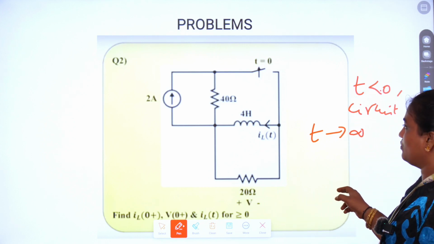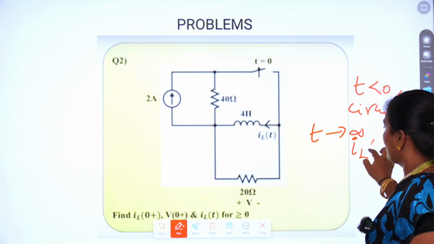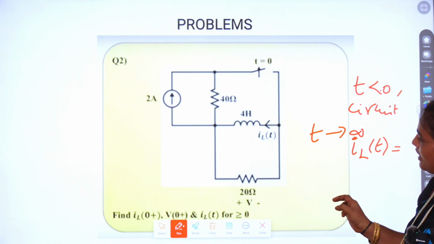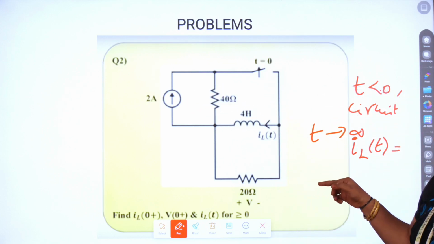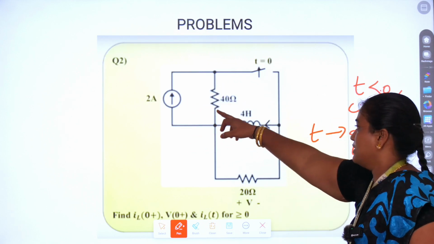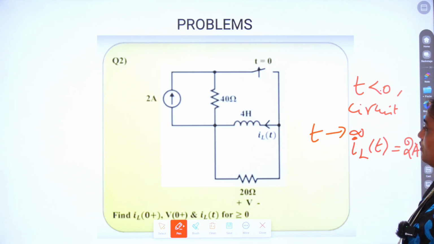So we have to measure the current across this, that is your IL of t. IL of t will be equal to the same current that flows across this, that is your 2 amperes of current. So that is your 2 amperes of current.